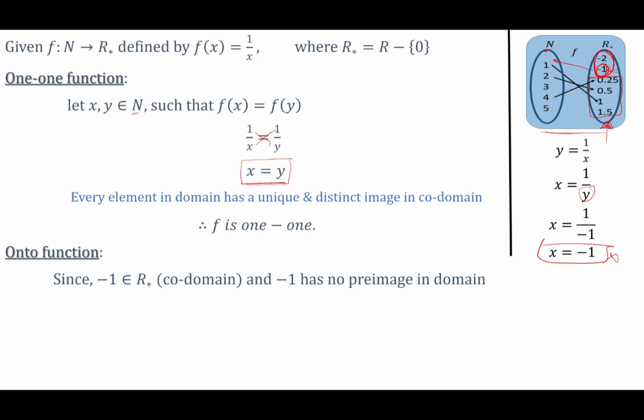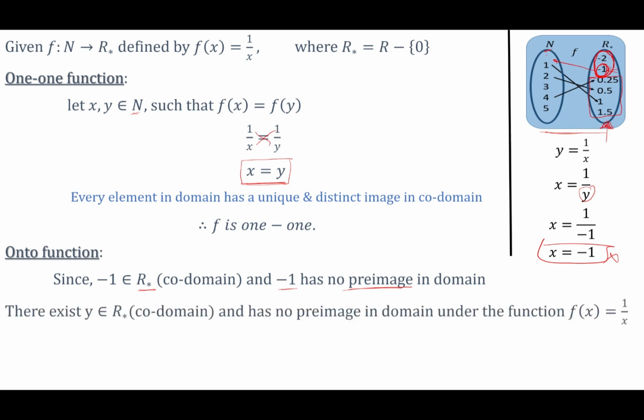Since -1 belongs to the codomain and -1 has no pre-image in the domain, that is why the given function is not an onto function. So a general sentence: there exists y belongs to codomain and has no pre-image in domain under the function f of x is equal to 1 over x. Therefore, the given function is not an onto function.